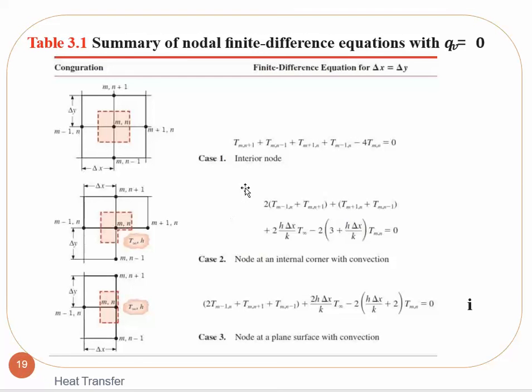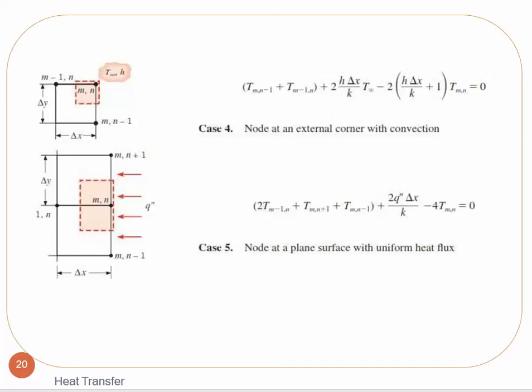Here, for the different conditions, equations have been written for the interior node, the node at an internal corner with convection, and the node at a plane surface with convection. Another we have is the node at an external corner with convection and the node at a plane surface with a uniform heat flux.